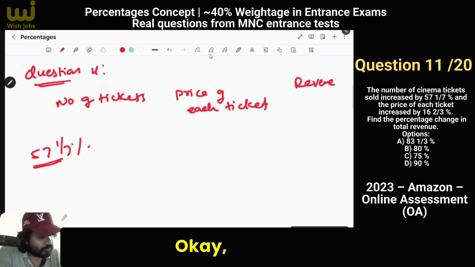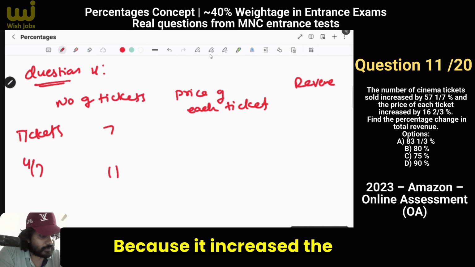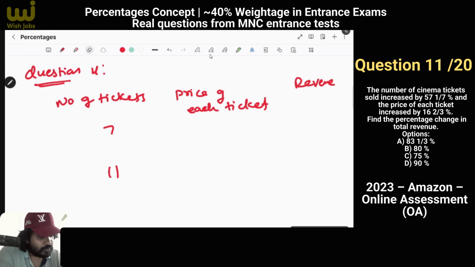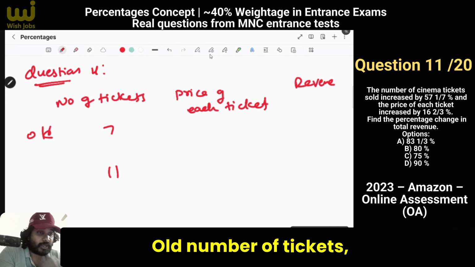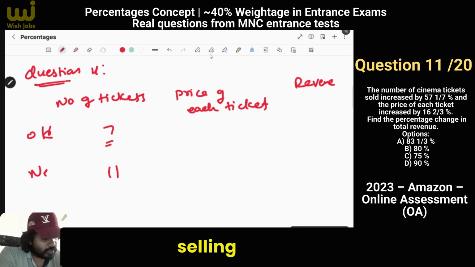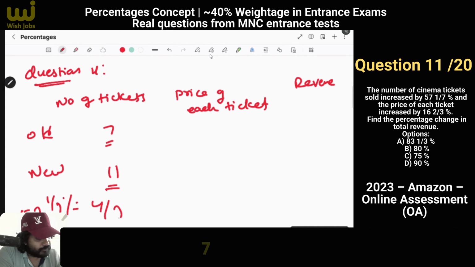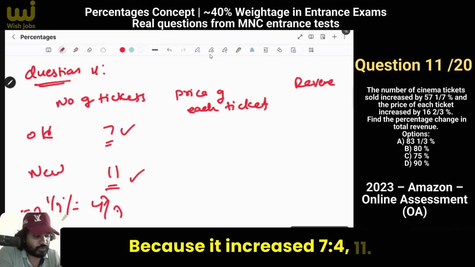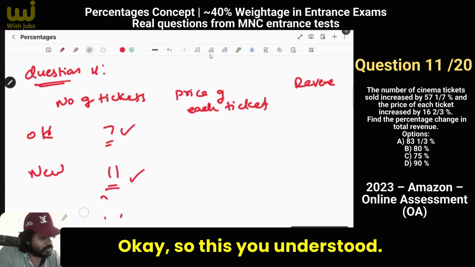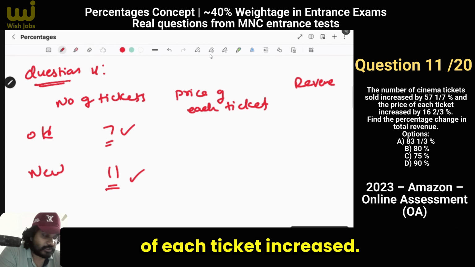Previously it is 7. Now the tickets became 11, because it increased. The number of cinema tickets sold increased. So previously they were selling 7 tickets. Now they are selling 11 tickets because it increased by 57 1 by 7%, which is 4 by 7. 7 is the old, 11 is the new because it increased. 7 plus 4, 11. Okay, so this you understood. Second, the price of each ticket also increased.